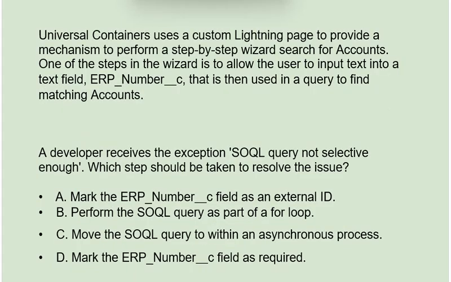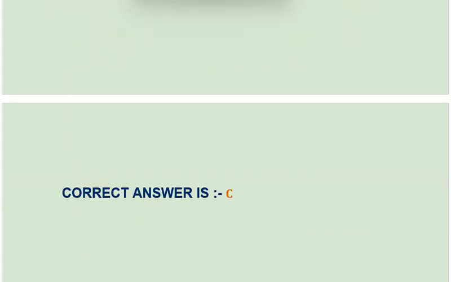Option A, mark the ERP_number__c field as an external ID. Option B, perform the SOQL query as part of a for loop. Option C, move the SOQL query to within an asynchronous process. Option D, mark the ERP_number__c field as required. Correct answer is option C.